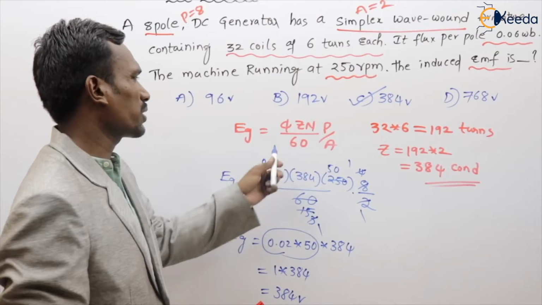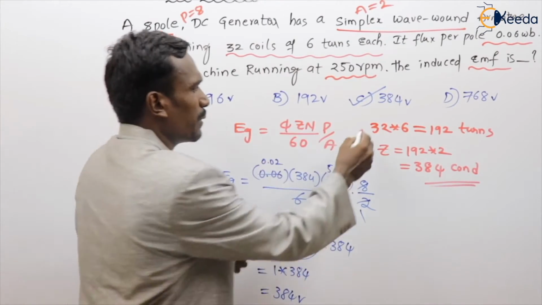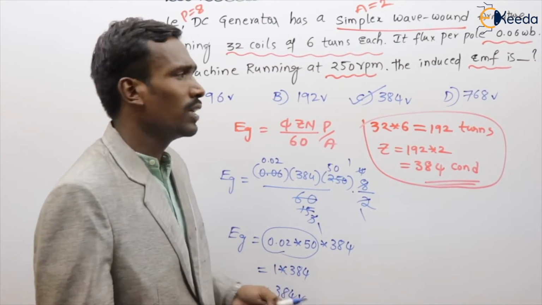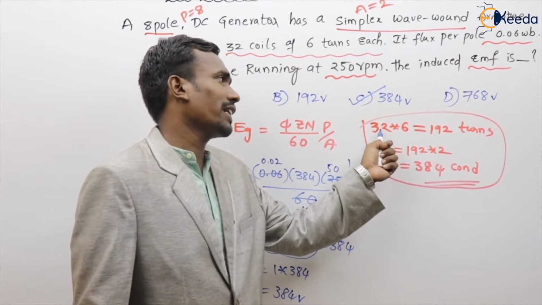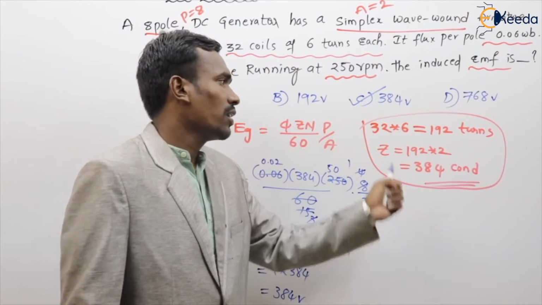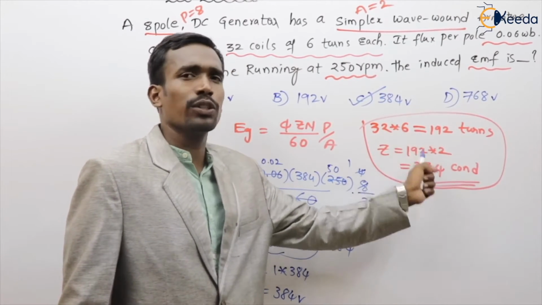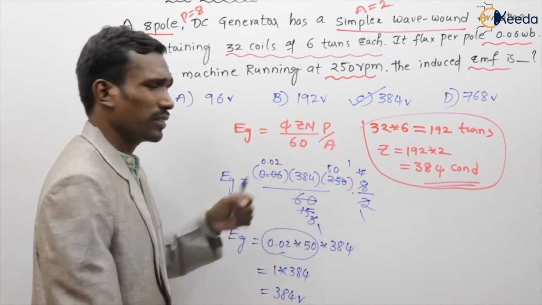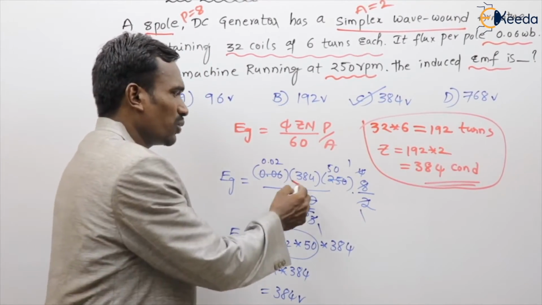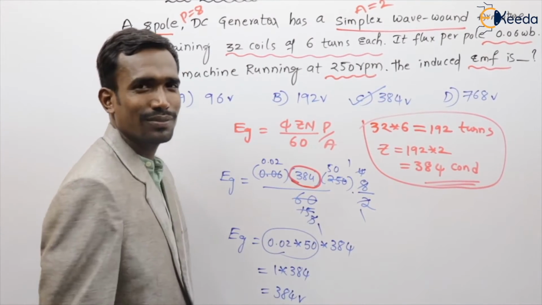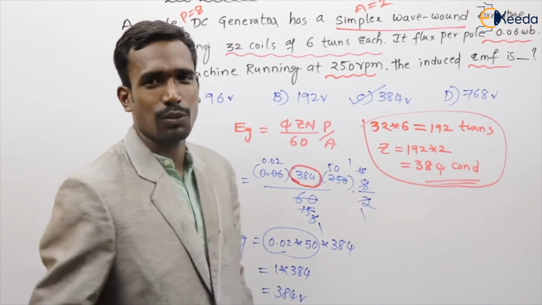A very simple question. This is very, very important here: to find the number of conductors. They gave 32 coils, each 6 turns, which is 192 turns. So Z is equal to 192 into 2, 384 conductors. That is very important. I need not cancel this because the answer is 384. Right, sir? Yeah, very easy question.